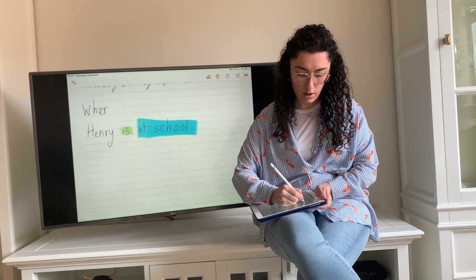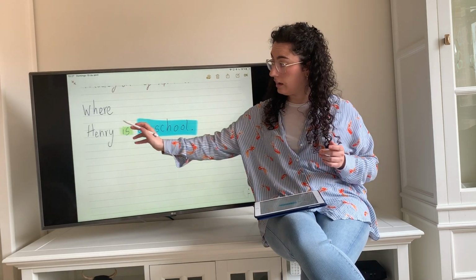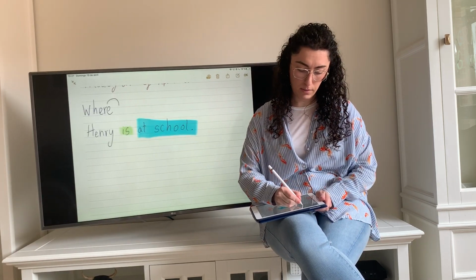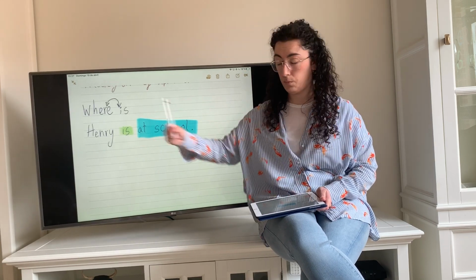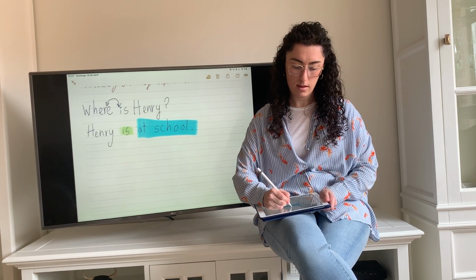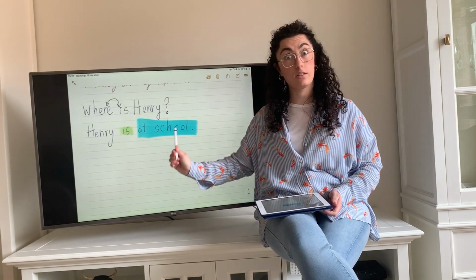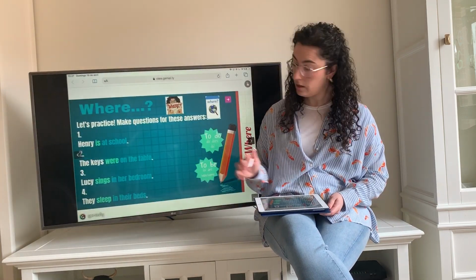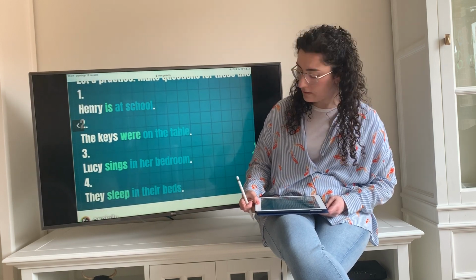Very good. Then do we have the verb to be in the sentence? Yes. So we need to use this just here because they are best friends. Where is, and then we need to put Henry. Where is Henry? Henry is at school. Do we understand? It's not difficult. We continue. Number 2. The keys were on the table.